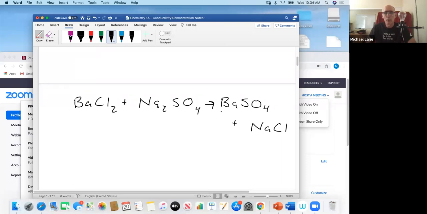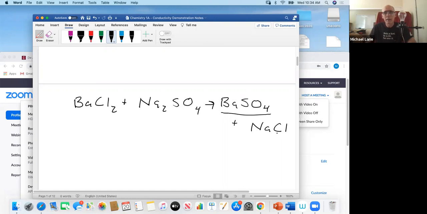Now I happen to know that barium sulfate was the solid. In this case, it's obvious that it's not the sodium chloride because we know sodium chloride to be soluble. So in this case, it's pretty obvious that it was the barium sulfate that was insoluble. These are the products of the reaction.